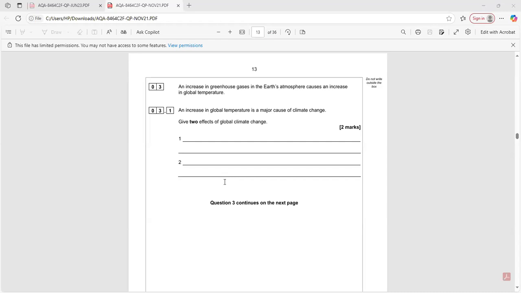So yeah, I guess there are other things that you could talk about. There's the possibility of exposure of human skin to UV rays, which can cause, what do you call it, skin cancer, right? But then there may be other effects that will be in the mark scheme. So you can take note of those ones.